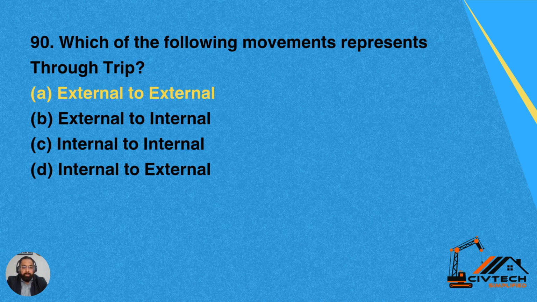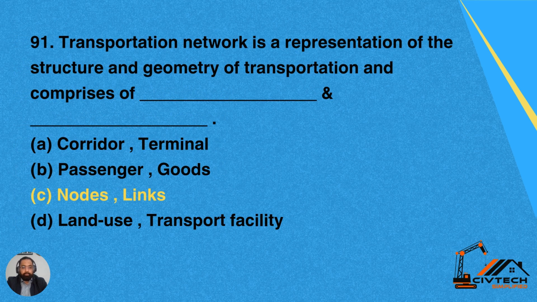Which of the following movements represents through trip? Option A external to external, option B external to internal, option C internal to internal, and option D internal to external. So the through trip is external to external. So A is the correct answer.